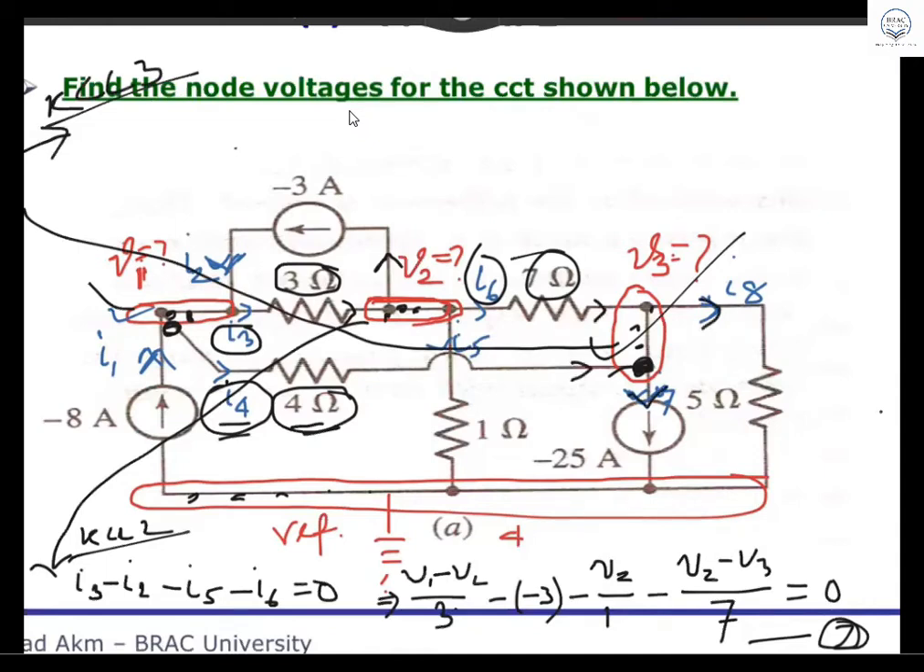I1, I2, I3, I4. No, sir. I5, I6, I7, I8. No, I5 is not involved here. I5 is a different current through the 1 ohm resistor. Not I5. Tell me, what are they? I3 is not correct. I4, I6, I7, I8. Good.